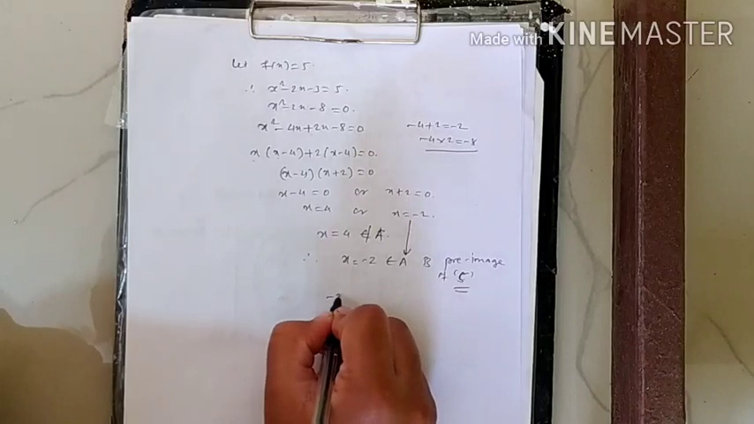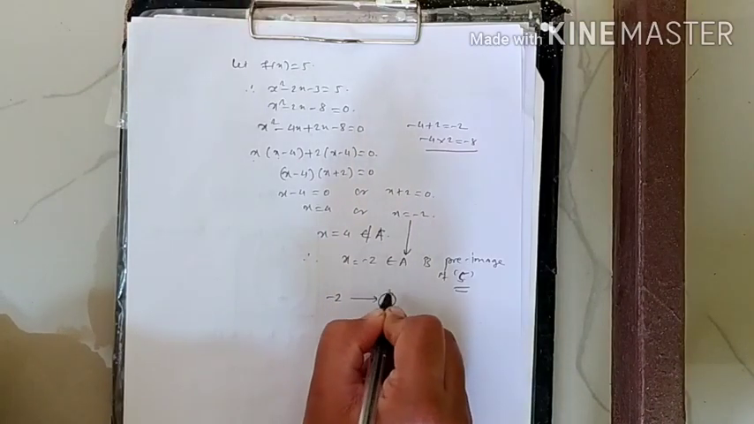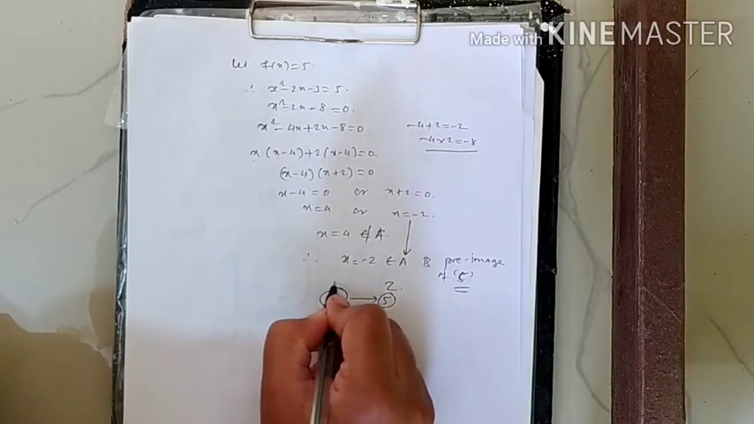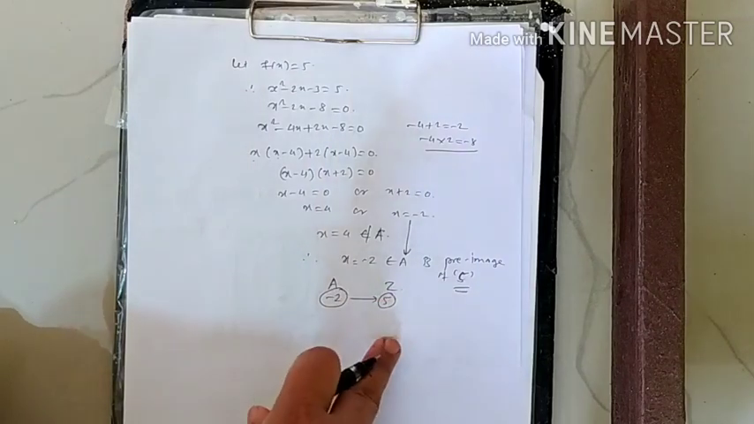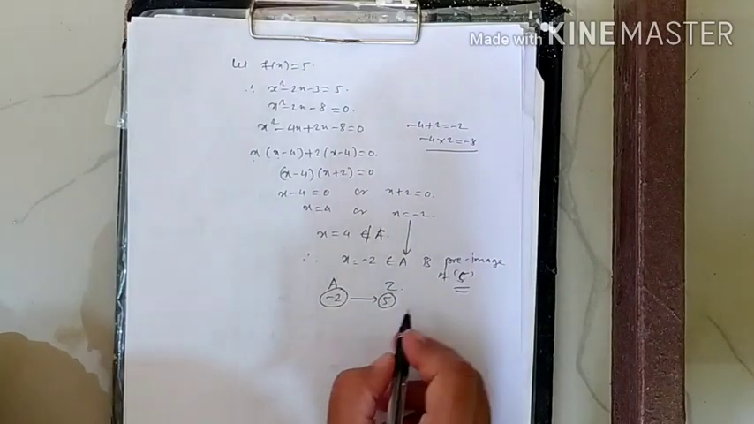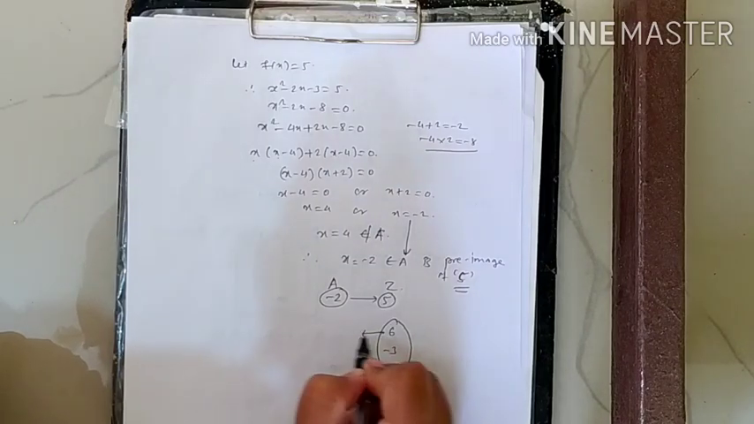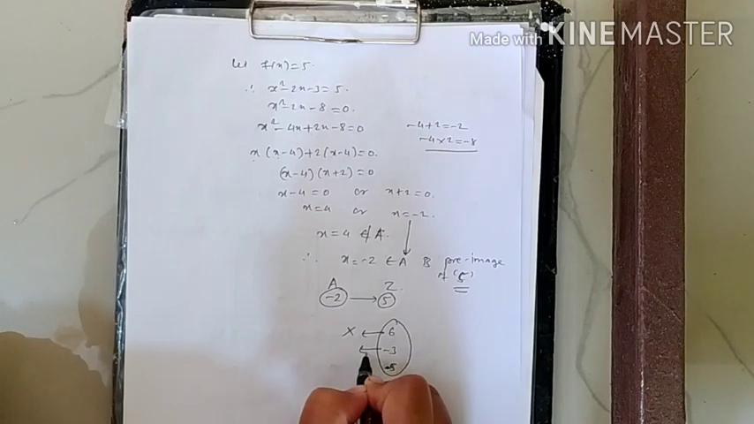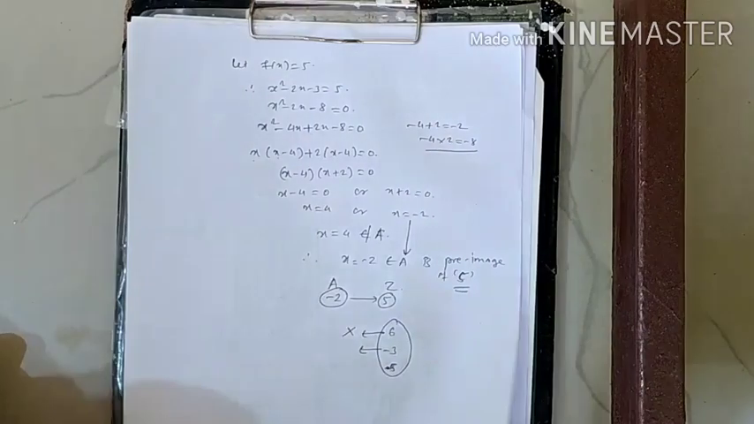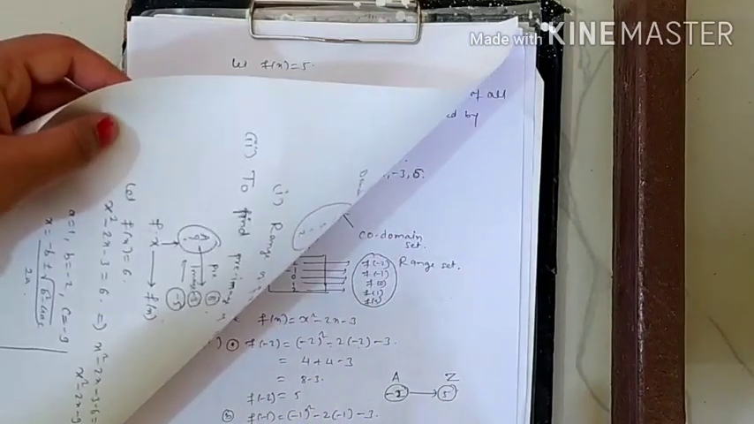So therefore minus 2 is related to 5 and that is in set Z, and minus 2 was in set A. So we were finding the pre-images of 6, minus 3 and 5. So for 6 there is no pre-image. For minus 3 there are 0 and 2, we have seen in the last.